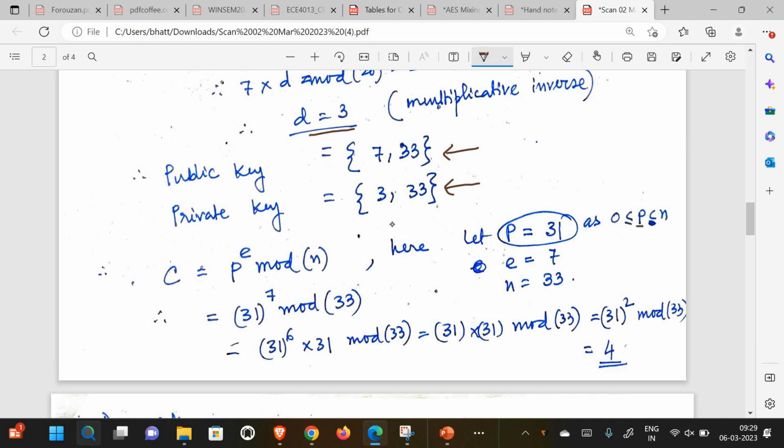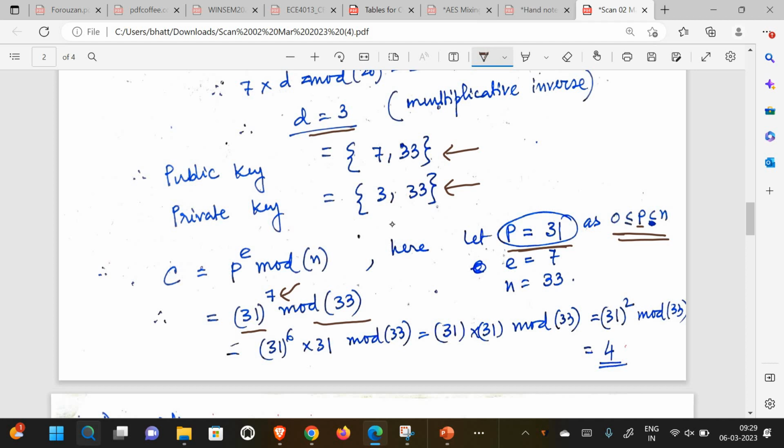Right? Now if you observe, P had a condition that P can lie between 0 to N. So 0 to 33, we can take any data set for choosing it, if it is not provided to you. We can take anything for that matter, but here we have taken 31. Just an example. Right? So P is 31. So we are just substituting 31 to the power public key, which is 7, mod of 33. So it was P to the power E mod N. So that's what we are substituting.